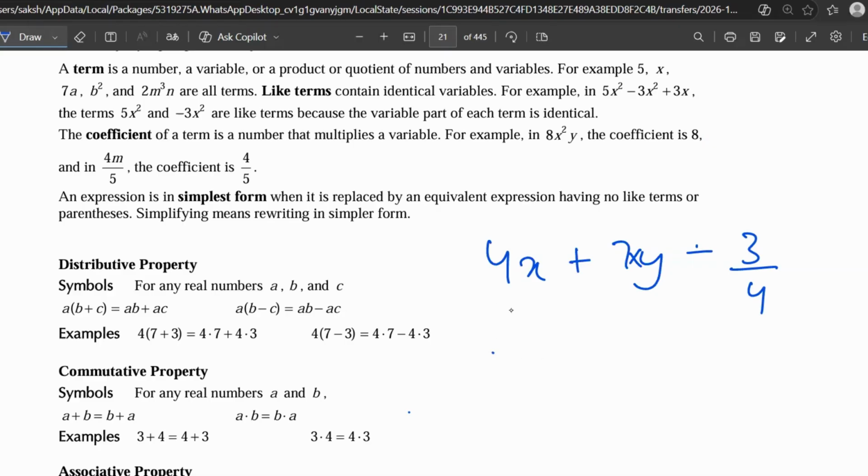There is one more thing: like terms and unlike terms. Like terms are terms having the same variable with the same power. Again, the same variable with the same power will be your like terms.